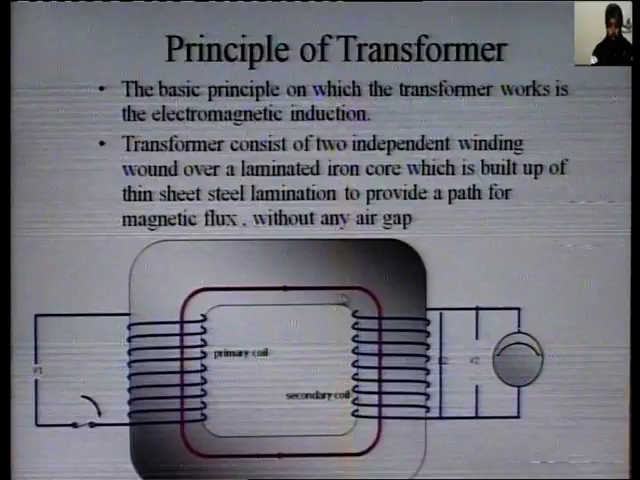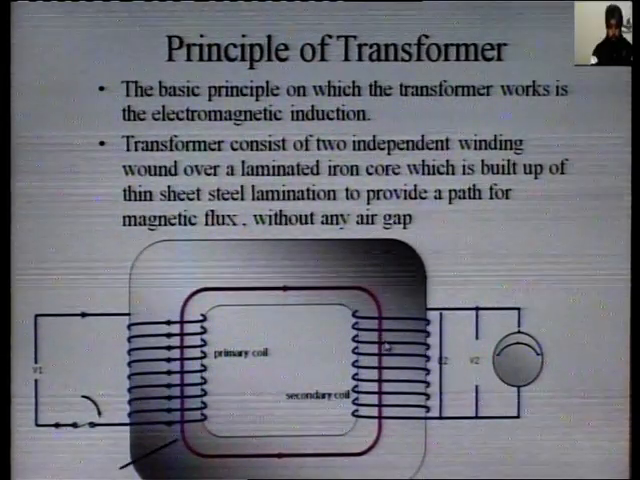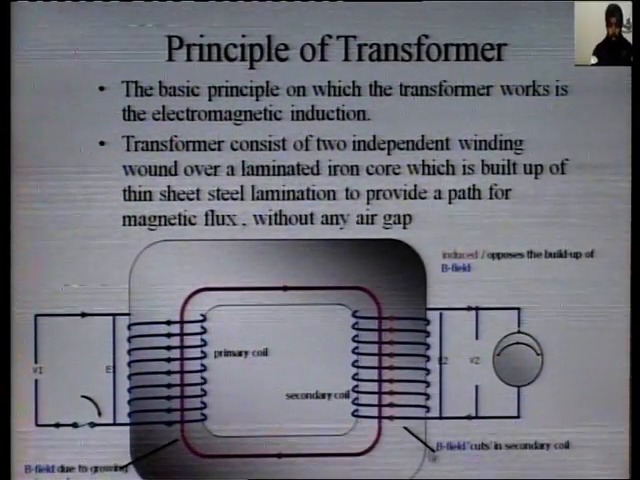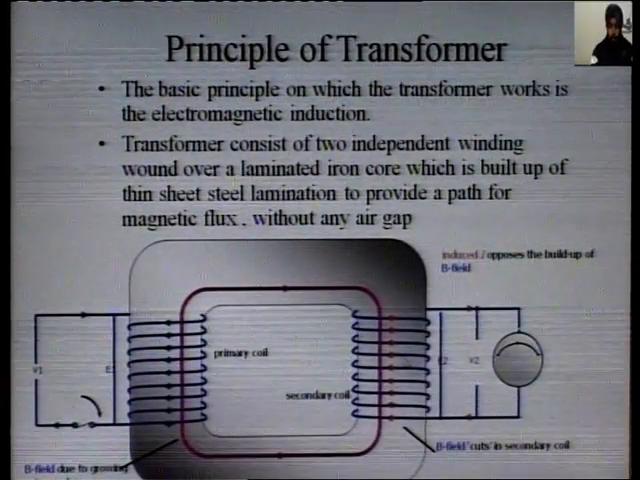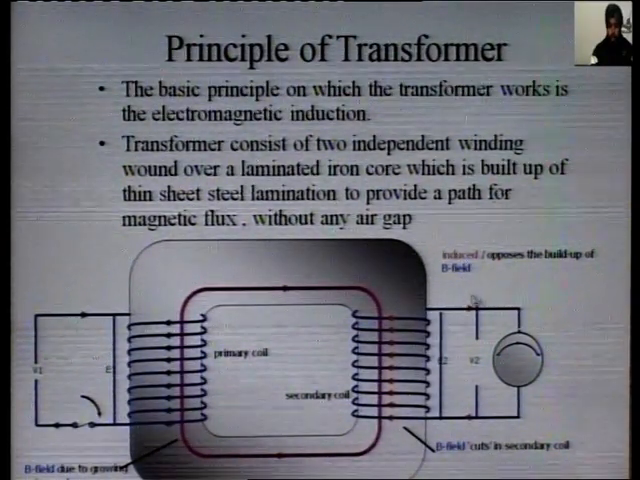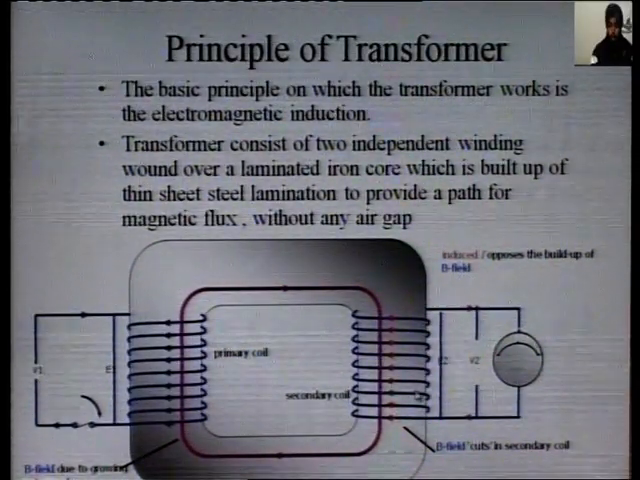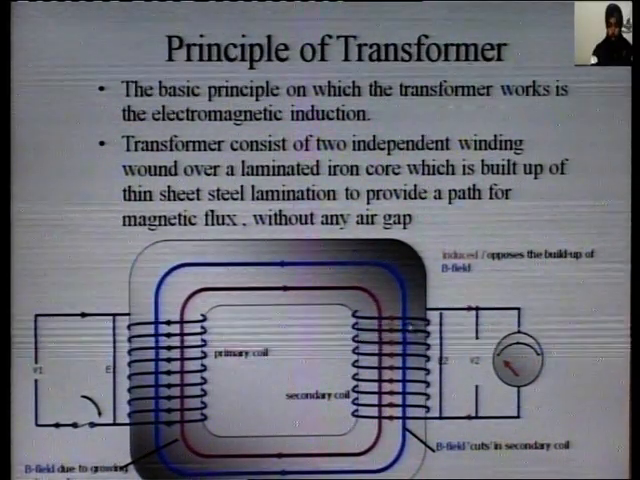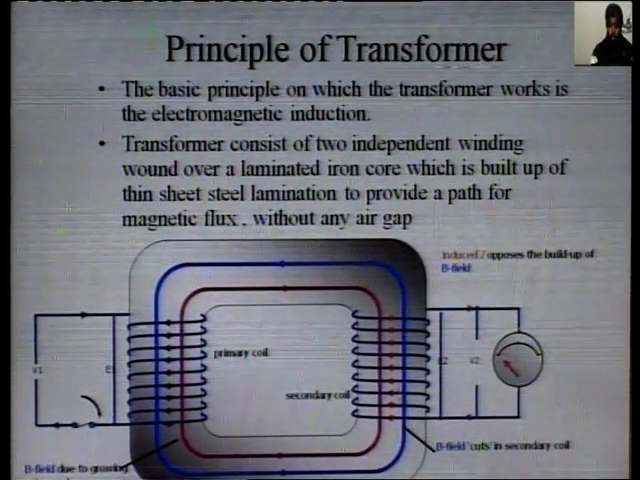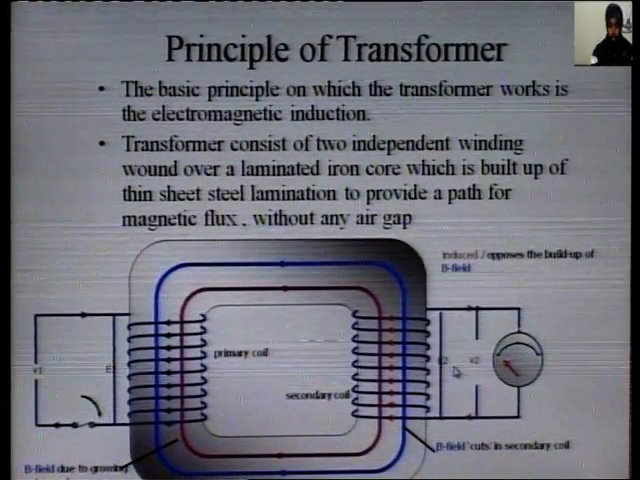When this flux links with the secondary winding, an EMF will be induced in this secondary coil, and current starts flowing if a load is connected across the secondary coil. So whenever current flows through this coil, another flux is produced, which links with the iron core and with the primary as well as secondary winding.